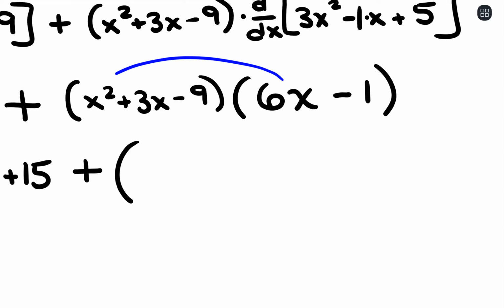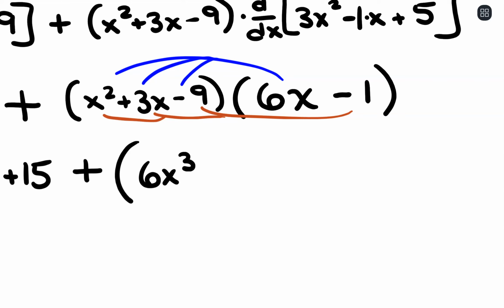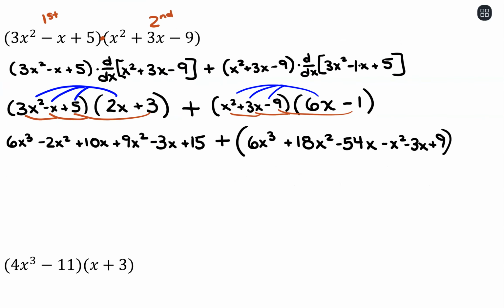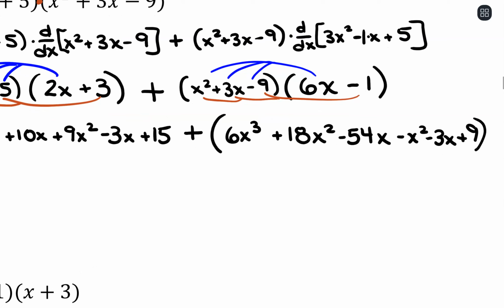So I'm going to distribute 6x into the trinomial and then distribute negative 1. So x squared times 6x, 3x times 6x, negative 9 times 6x, and then distribute the negative 1, so we'll have a negative x squared, negative 3x plus 9. Again, that second one I put all in parentheses, which is just good habit for when we have subtraction of pieces, but since this is addition, we can just drop those parentheses.